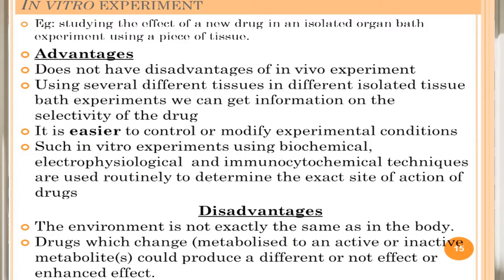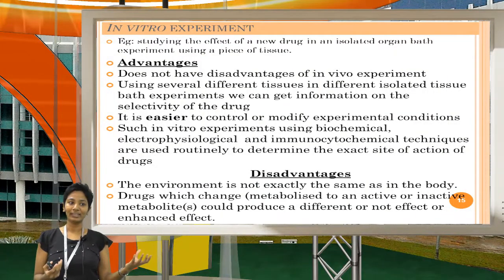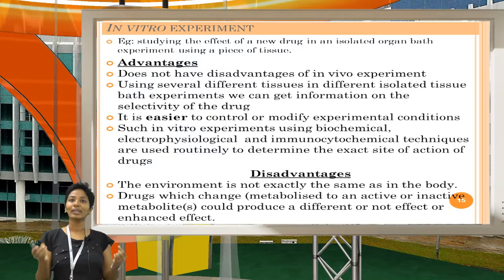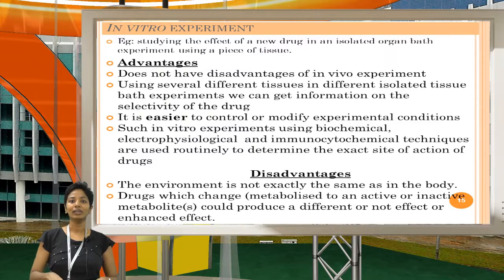In vitro experiments. So what is vitro? Vitro means glass. So we do them in glass beakers or glass cubicles or whatever it is. What is the advantage? All the disadvantages of in vivo experiments can be nullified. Several different tissues can be used. For example, we can use heart separately, we can use kidney separately, and we can put a drug and see whether this drug is acting on that particular organ and not on the whole body. And what's more important, it's easier to control or modify the experimental conditions because we are not using the whole animal at all, so it's very easy.